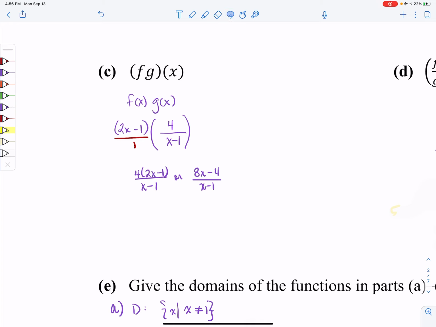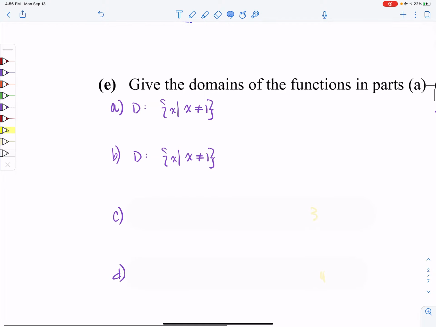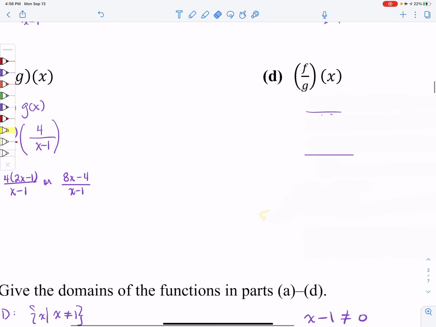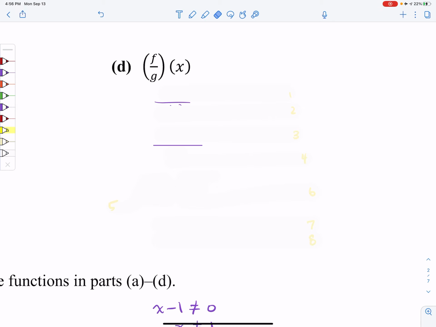Once again, I asked myself about domain. All of the work has the same denominator over and over again. So my domain then is going to be, once again, x is not allowed to equal 1. All right, last but not least, on this particular example is going to be the division question.